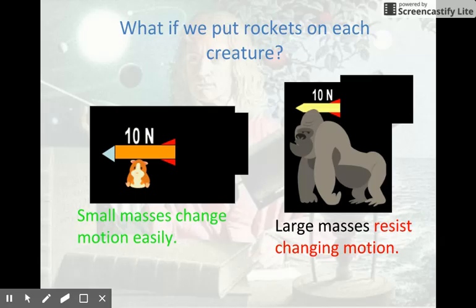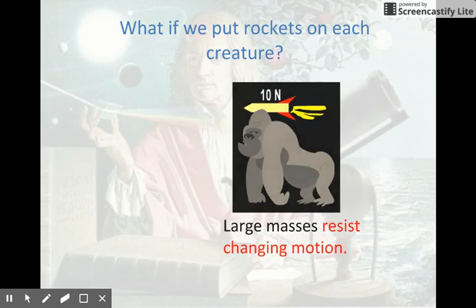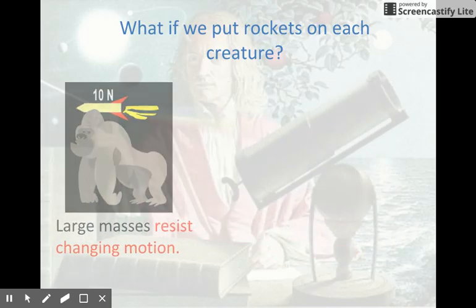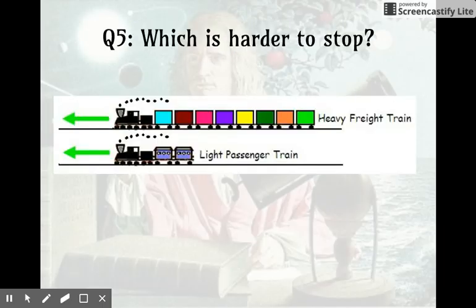So you can think of inertia as like stubbornness. So larger things with larger inertia are very stubborn. They don't want to change their motion or their direction or their speed. What would that look like? Something like this. So you see the hamster flies right off, easily can change its speed. Gorilla moves a lot slower because it has more inertia. Okay, answer question 5. Which is going to be harder to stop? A heavy freight train or a light passenger train?